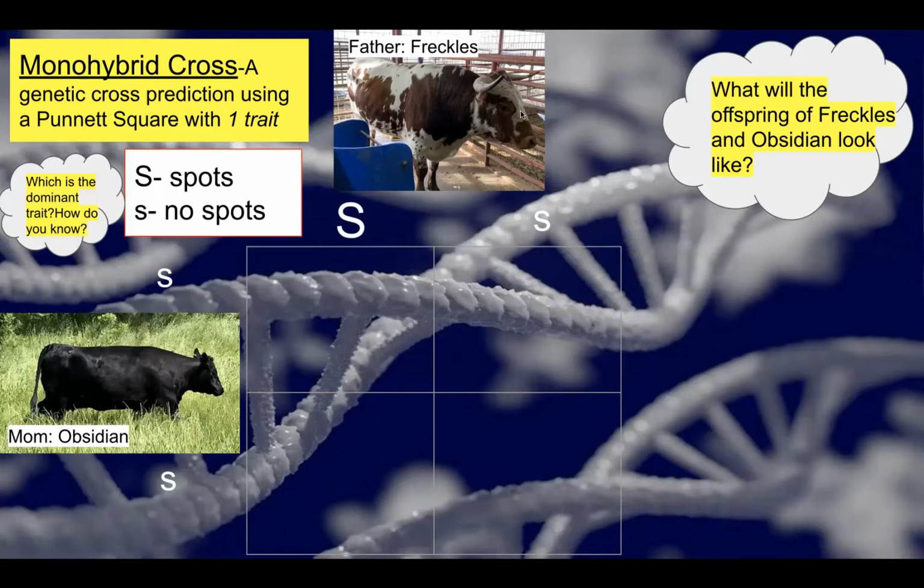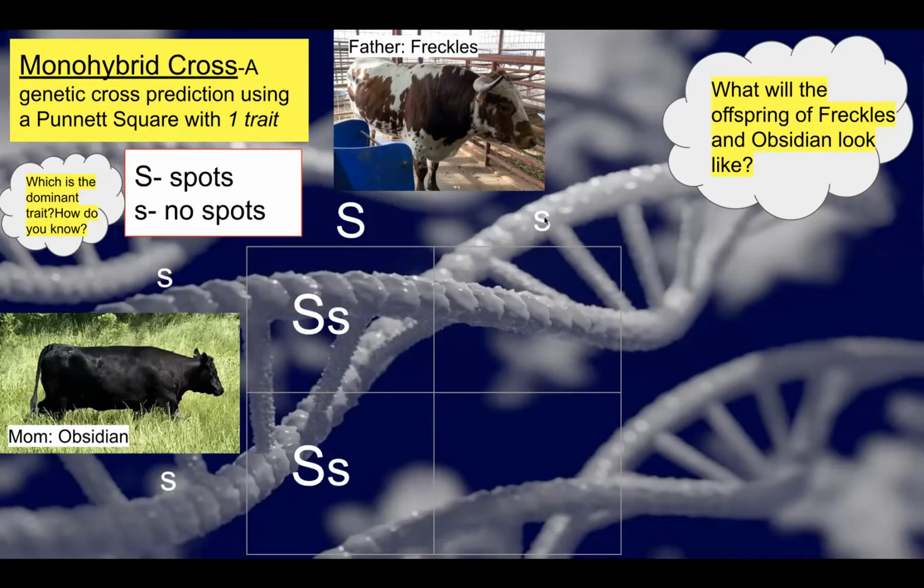To complete our Punnett square, it's super simple. We're just going to do a cross. We're going to work on our first quadrant right here. We're going to combine this uppercase S from the dad and the lowercase s from the mom, and that is going to give us capital S, lowercase s. We're going to move to the next quadrant. We're going to take, again, the capital S from the dad, combine it with the lowercase s from the mom, and that will give us uppercase S, lowercase s. Move on to the next quadrant.